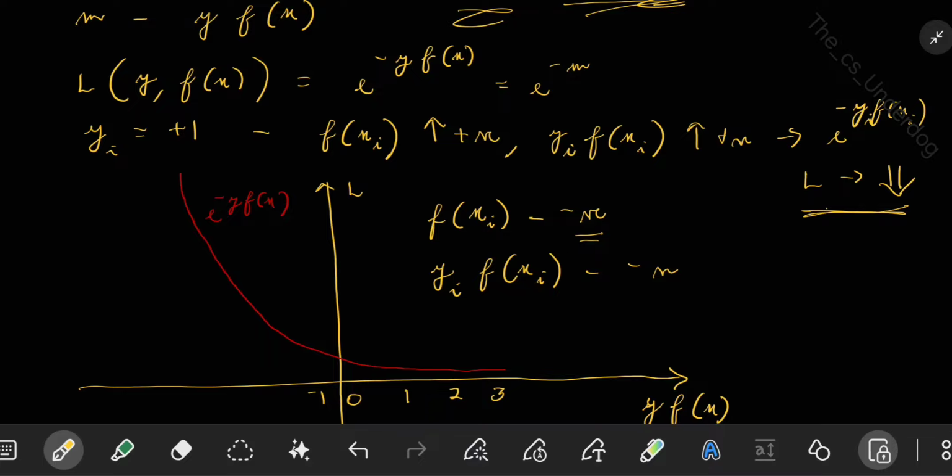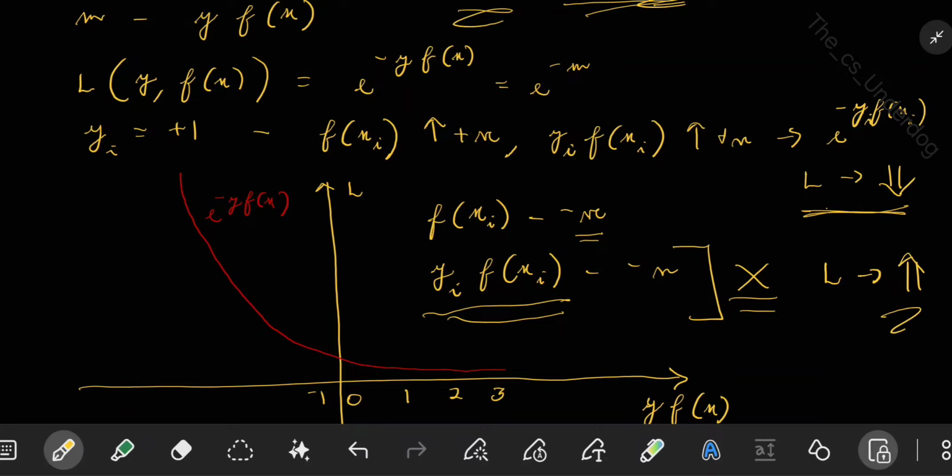What does that mean? Whenever yi into f of xi is negative, in this graph the value will be somewhere over here, anywhere over these places, because it is negative. That means the value of e power minus yi into f of xi is a large value, because the graph is going up like this. It is going to be a very large value. That means whenever I make a wrong classification, a misclassification, the value of loss is very high.